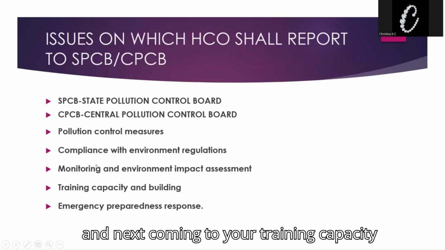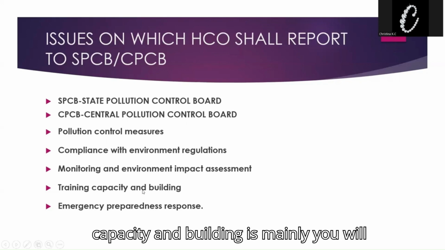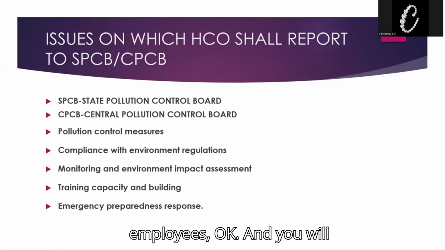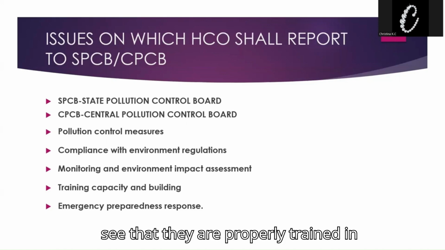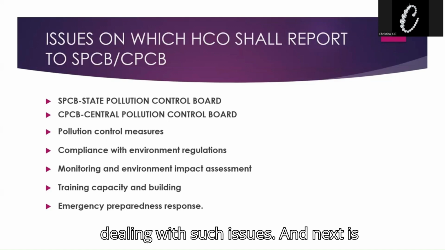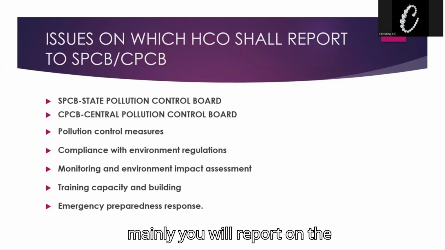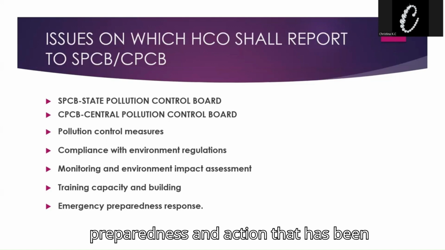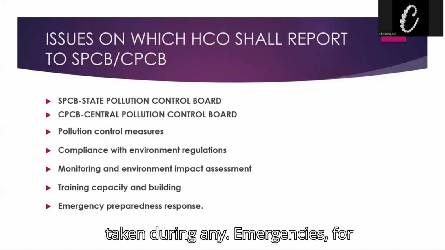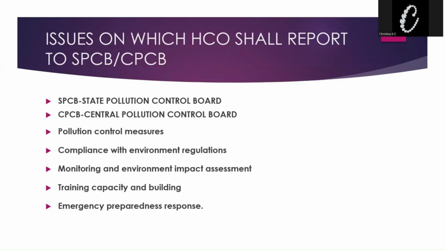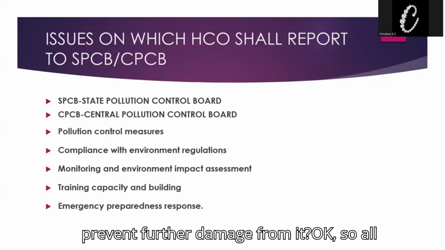And next, coming to training and capacity building. What is this? Mainly you will report on the training programs for the employees, and you will see that they are properly trained in dealing with such issues. And next is emergency preparedness and response, which we have already discussed. Here, mainly you will report on the preparedness and action taken during any emergencies, for example, if there is any chemical spill or leakage. What is the immediate or emergency response that you take to prevent further damage from it?